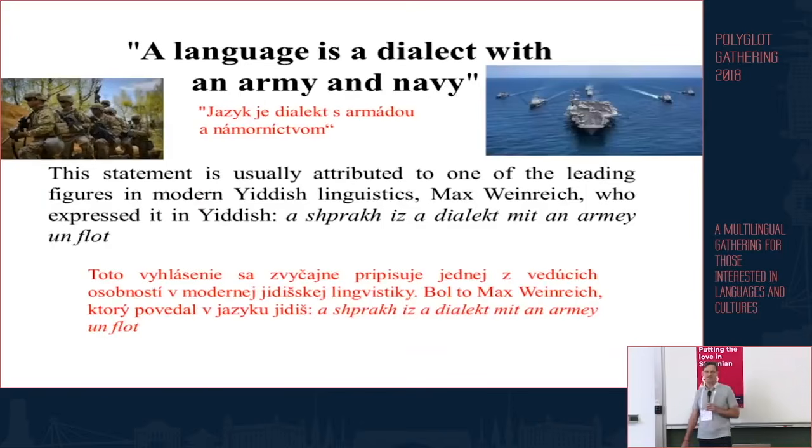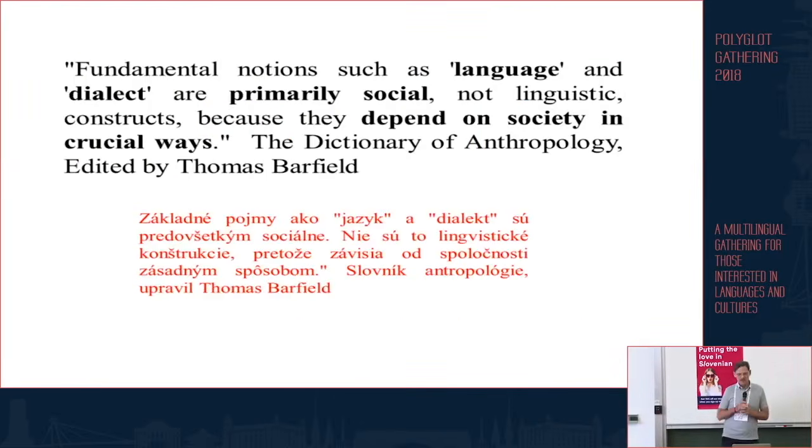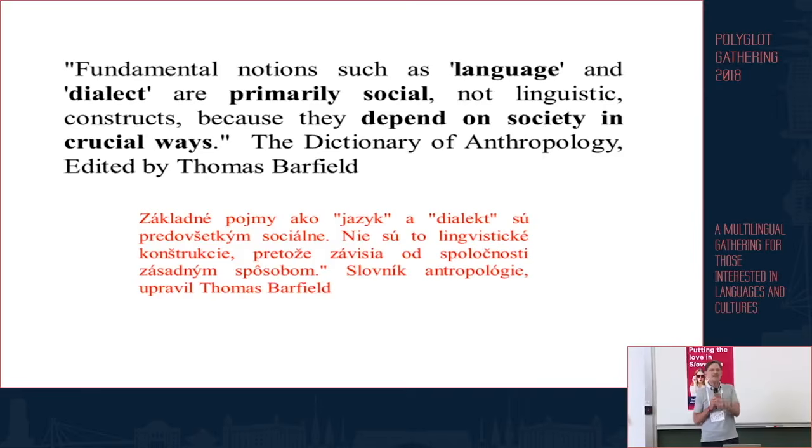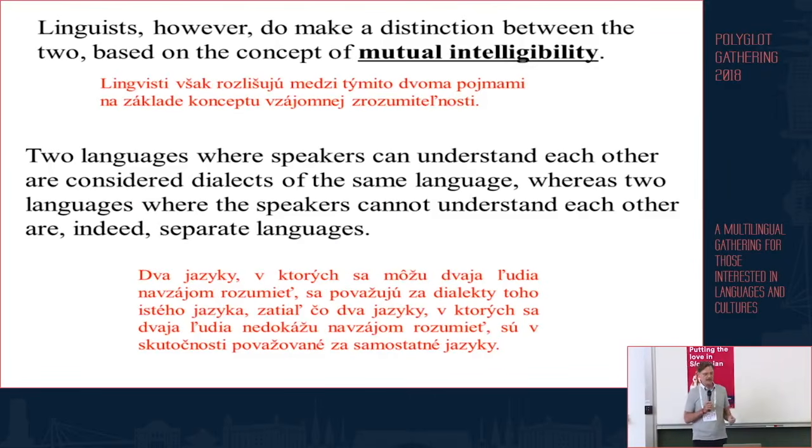Okay, so what's a dialect? What's a language? A language is a dialect with an army and a navy. So fundamental notions such as language and dialect are primarily social. They depend on society in very crucial ways. Now, linguists do make a distinction between language and dialect based on the concept of mutual intelligibility. When speakers of two varieties can understand each other, they are considered dialects of the same language.